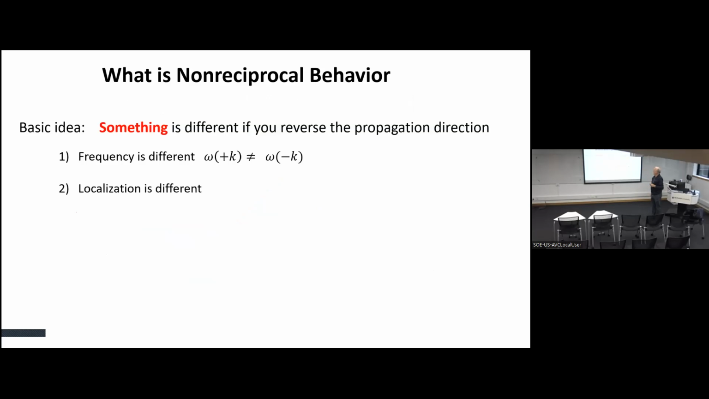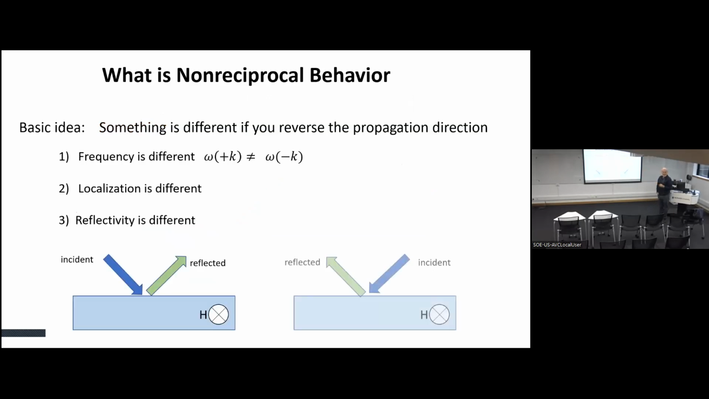Okay, we've been through all of these things. We've talked about non-reciprocity in terms of the frequency being different, the localization being different, and the reflectivity being different. And that's what we're going to look at now: the reflectivity again.